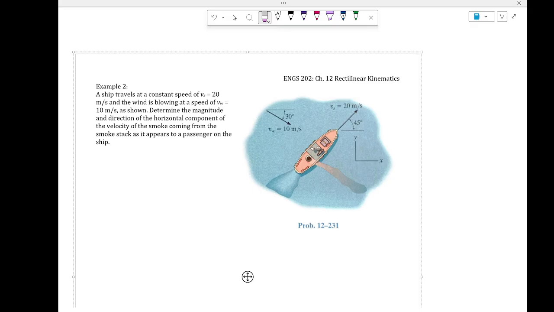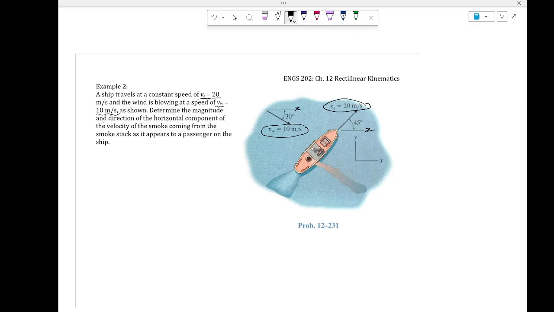All right, so a ship travels at a constant speed, V_S is 20 meters per second. The wind is blowing at a speed, W refers to wind, V_W is 10 meters per second. That's the wind velocity. And they gave you the angle of the wind velocity with x. Say this is x, right? And then they gave you the angle of the ship's movement direction, which is 45 degrees. Two angles are given.